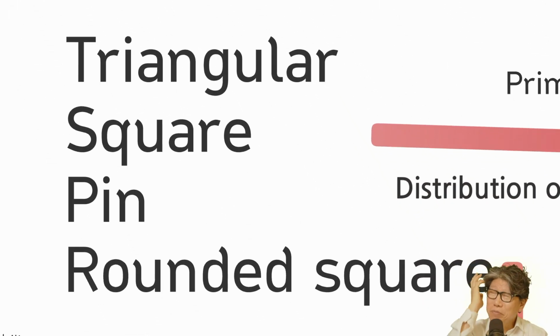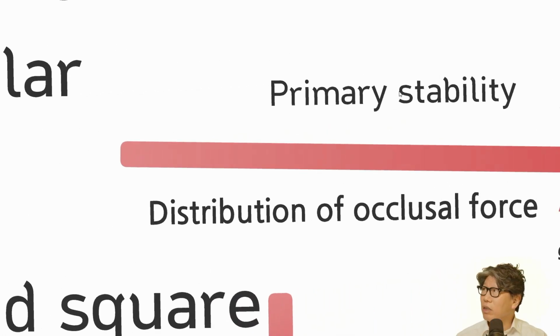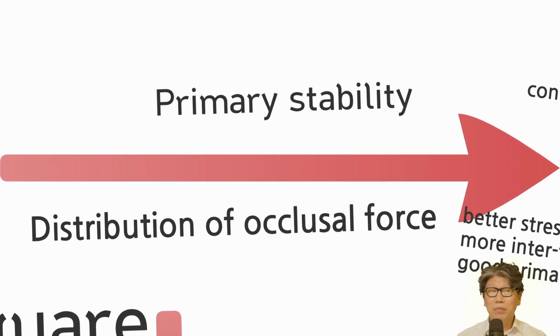If you look at the screws, there are triangular screws and square screws. Screws like bicon implants are called pin threads. They are not really screws. There are shelf type ones and rounded squares. Now, with this we are going to explain, and there are 2 directions. One is planting, that is how the primary stability will be. The other one is what?